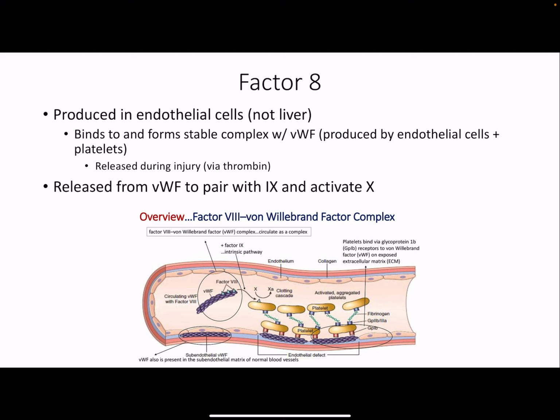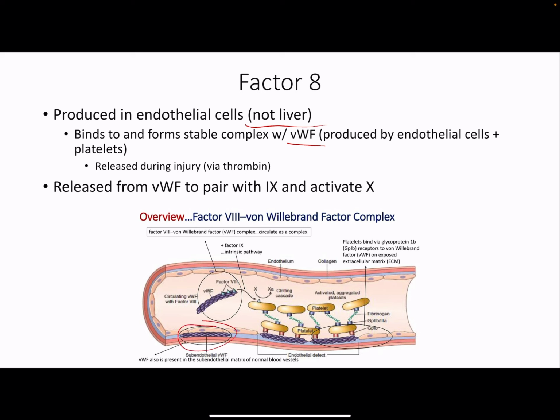Factor VIII is produced in endothelial cells, and this is rare because, again, most things that have to do with clotting are made in the liver. It is stabilized by von Willebrand factor, and during injury it will be released and can pair up with factor IX, which is part of the intrinsic pathway that activates factor X. Again, we have von Willebrand factor.